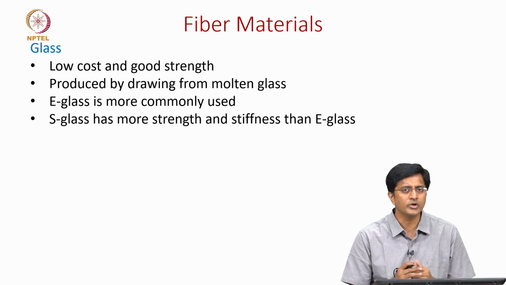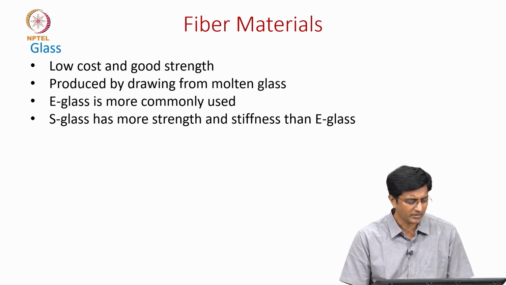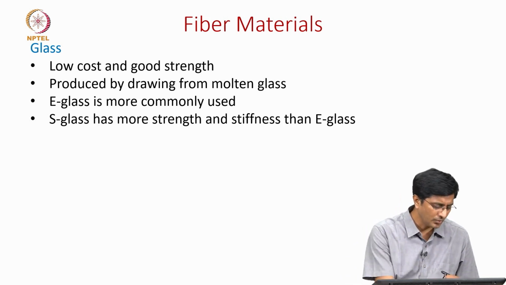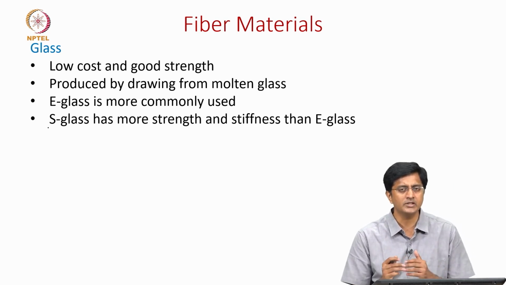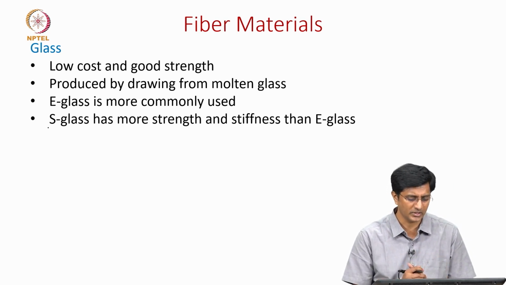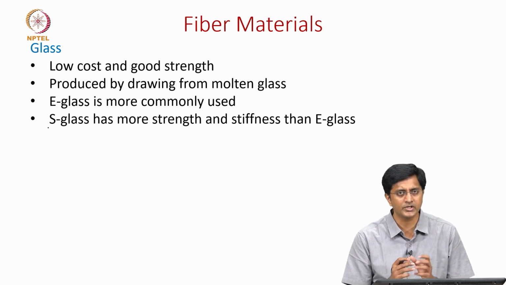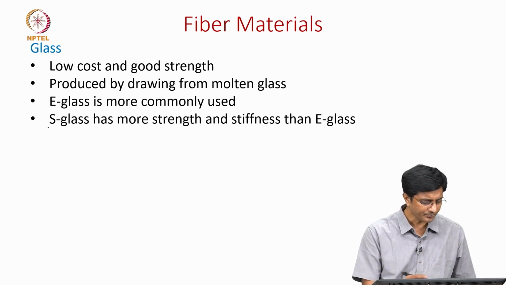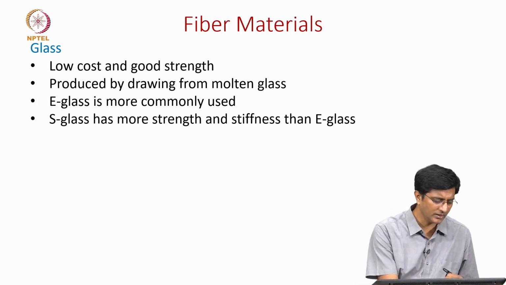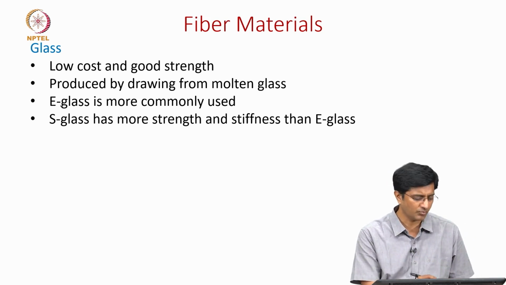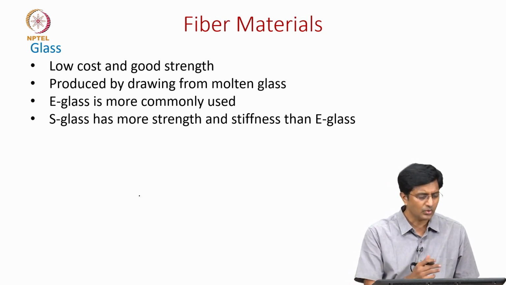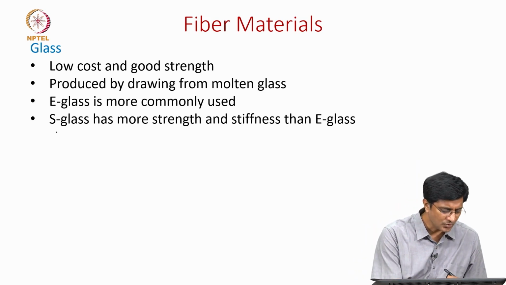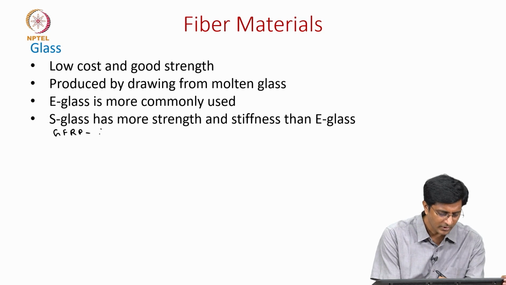E glass is more commonly used because of its low cost, but later this was improved through S glass, which has superior strength as well as stiffness compared to E glass, but the pitfall is that it is slightly expensive. The E in E glass represents the electrical properties. Composites made up of these glass fibers are usually called GFRP, standing for glass fiber reinforced plastic.